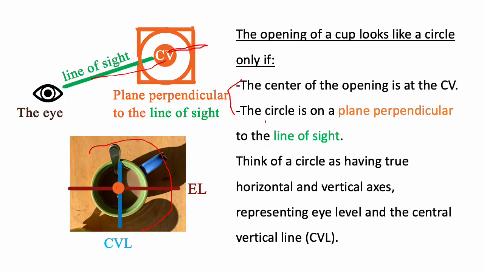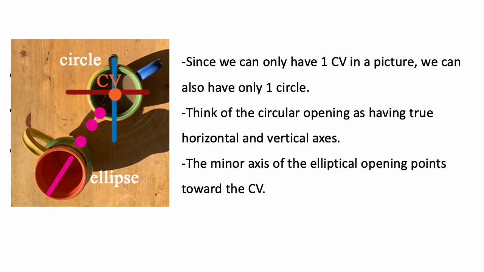And think of the circle as having a horizontal axis that's eye level and a vertical axis that is the central vertical line. Since we can only have one center of vision in our picture, that means we can only have one circle. So this coffee cup is a circular opening, meaning that the center of vision is in its center, and it has the true horizontal and vertical lines.